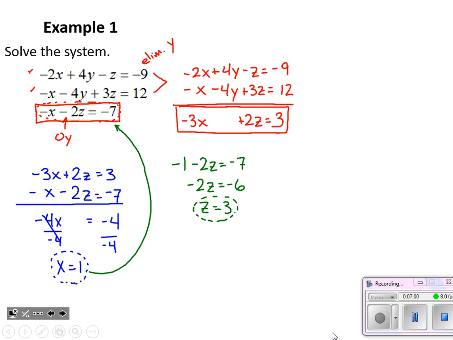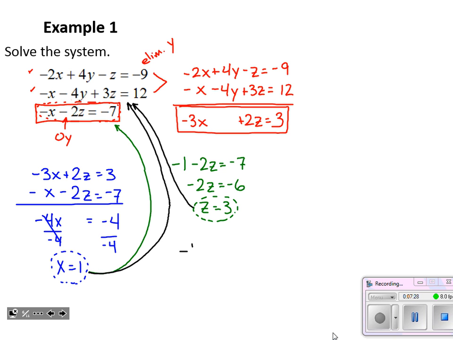And now I know that x equals 1, and I know that z equals 3. I need to solve y. Let's go back and substitute those two known values into one of the original equations. Go all the way back to the start, and I'll be able to finally solve for y. All right, so I'm going to use that middle equation that I was given because it looks like the easiest one to work with. Any one of those top two will work.